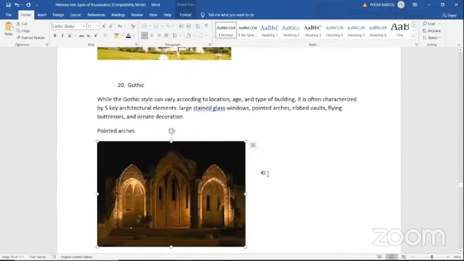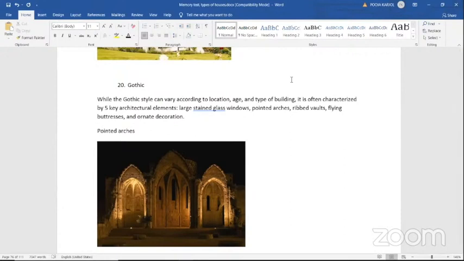Gothic. I thought we were starting from this. While the Gothic style can vary according to location, age, and type of building, it is often characterized by five key architectural elements: large stained glass windows.